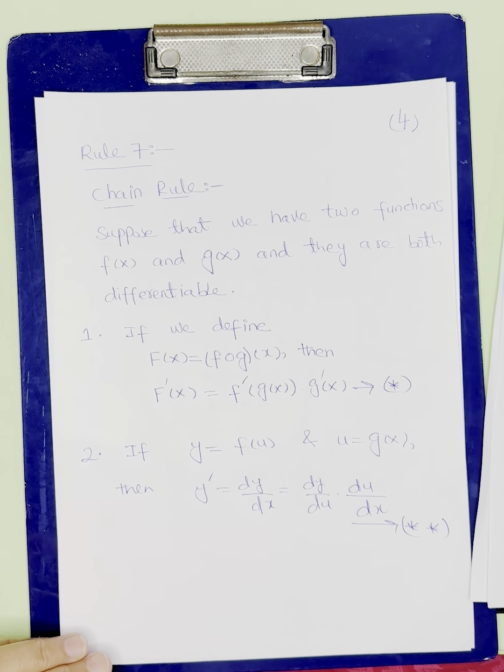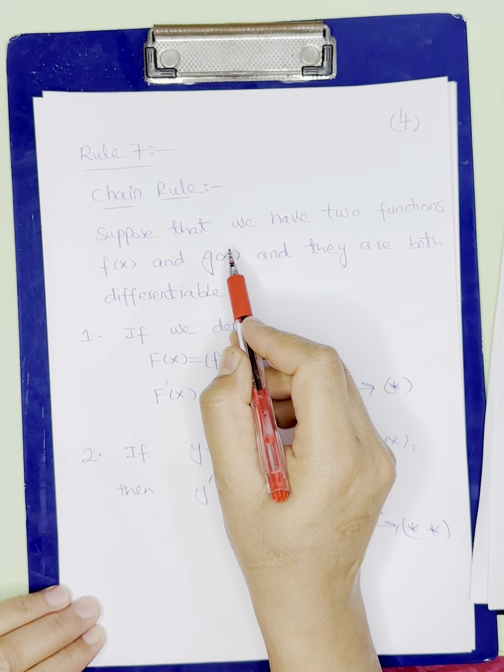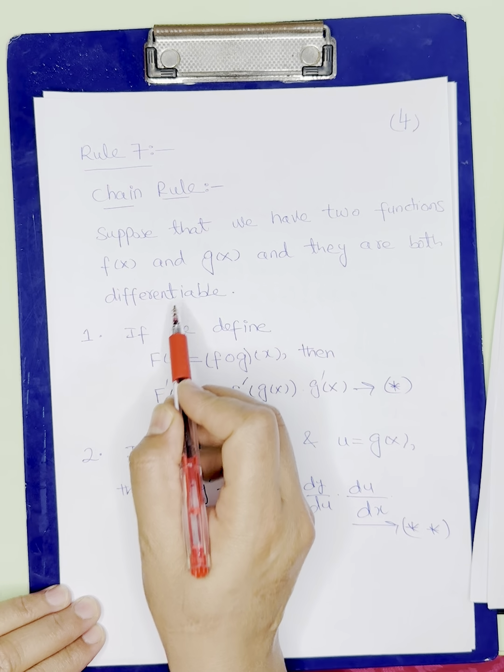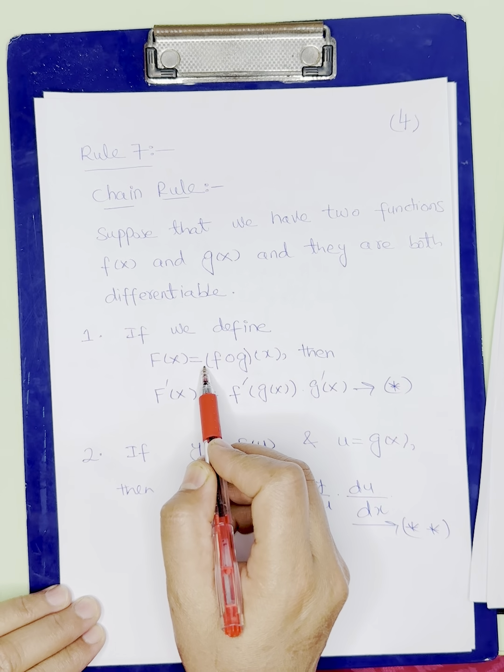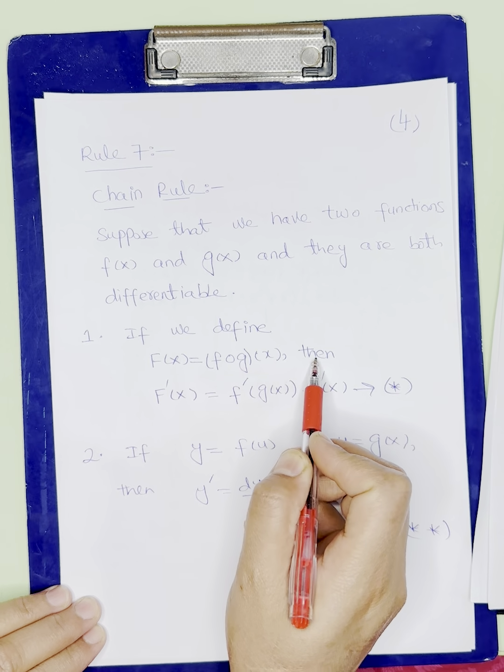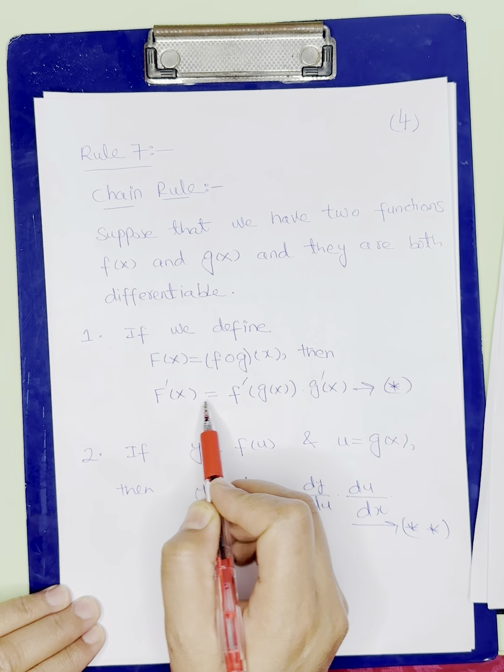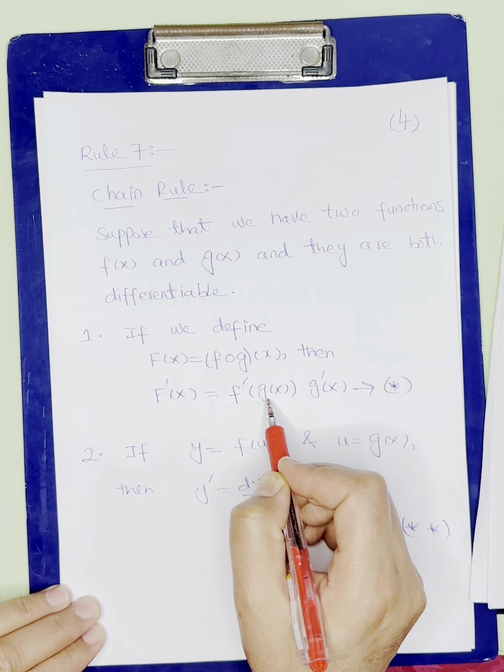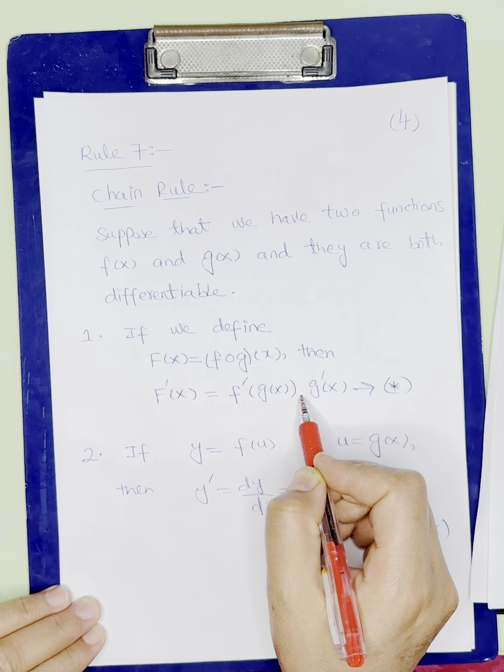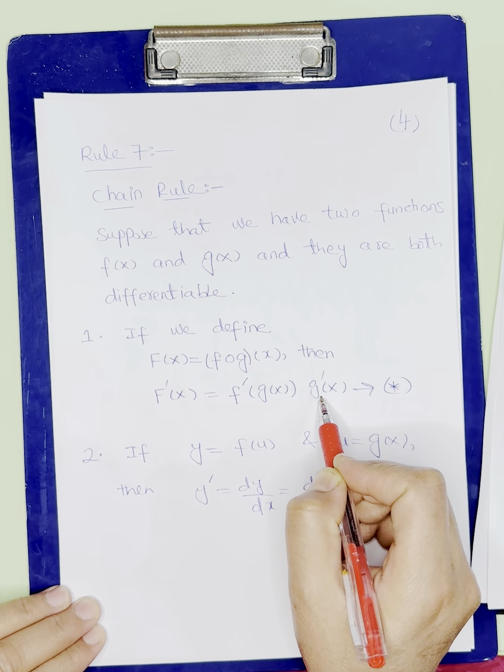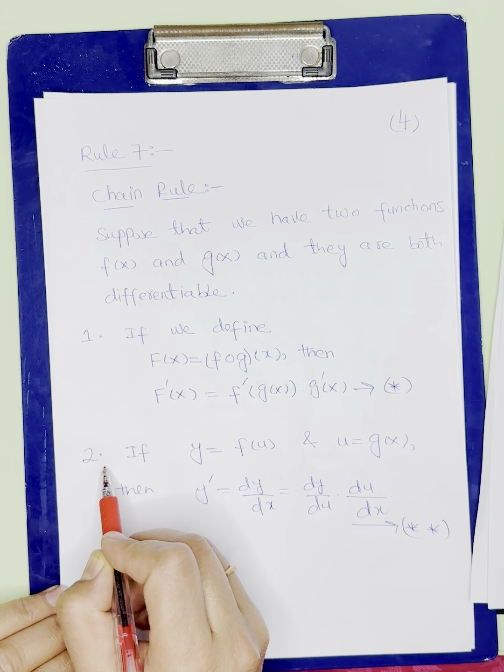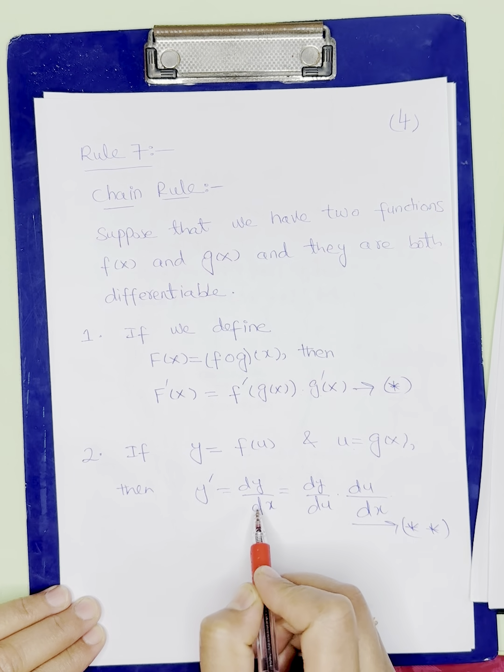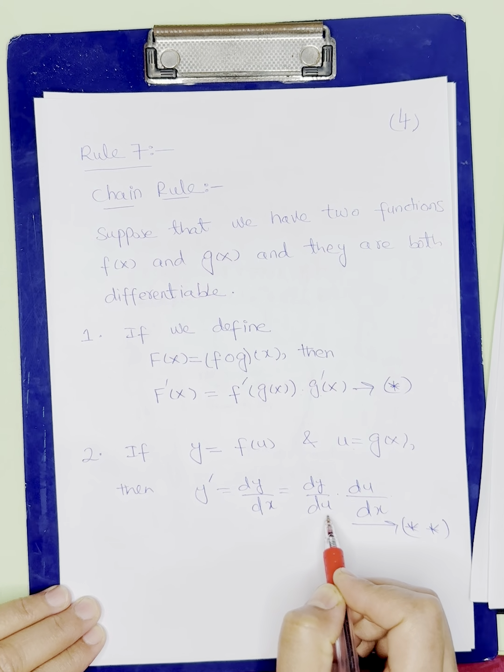Here is the seventh rule of differentiation, which is the chain rule. Suppose that we have two functions f of x and g of x, and they are both differentiable. If we define f of x is equal to f of g of x, then derivative of f of x is equal to derivative of the function which is outside, and the inside function is as it is, multiplied by derivative of the inside function. And it can be explained as, if y is a function of u and u is a function of x, then dy by dx is equal to dy by du into du by dx.